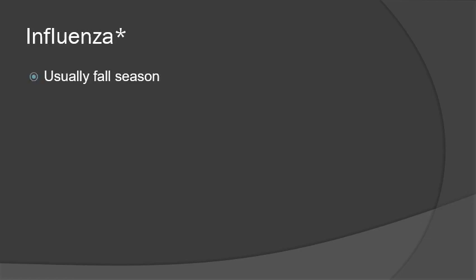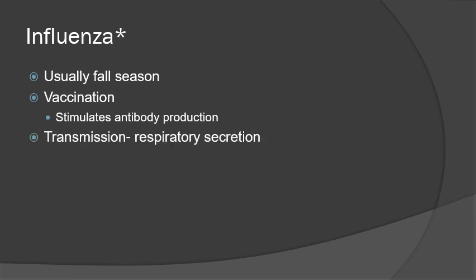Influenza. So influenza usually starts to come around, usually around the fall season. Many individuals will go and get vaccinated, and the vaccination involves an attenuated flu virus. Usually they look at trends and try to determine, because there's a lot of different flu viruses, which ones are going to be the predominant strains, and that's how they determine how they want to do it. The transmission of influenza is primarily through respiratory secretions.